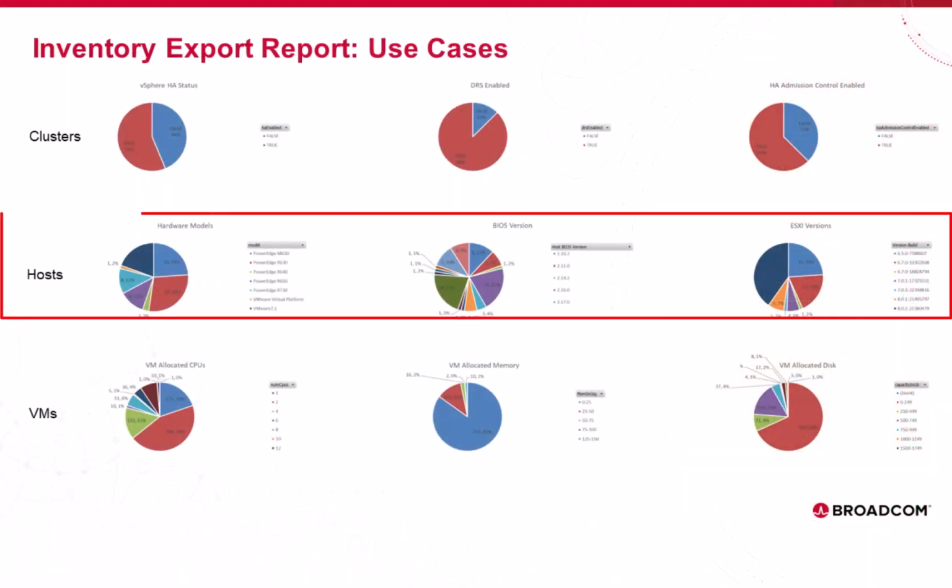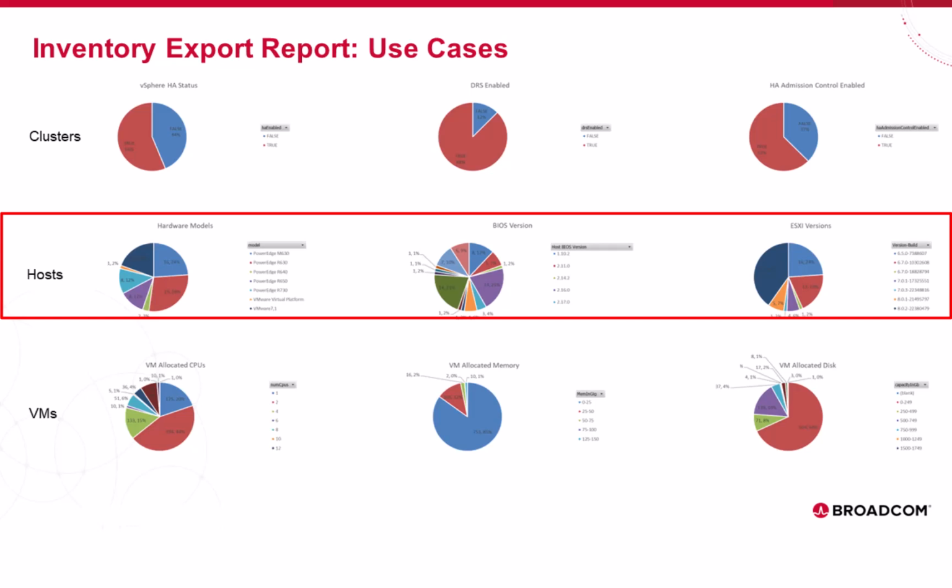So in part 3, I'm going to show how you can leverage the report to visualize the state of your host. I'm specifically focusing on hardware models, BIOS versions, as well as ESXi versions. I'm going to be using the report that I generated in part 1 of this series, so if you haven't already created your report, please refer to that video to replicate my steps.